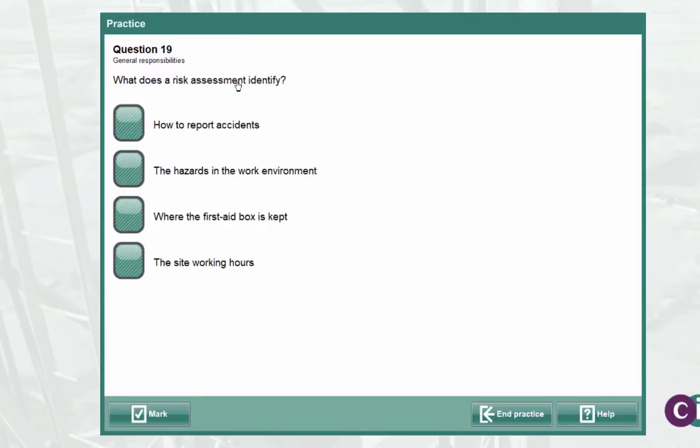What does a risk assessment identify? How to report accidents. The hazards in the work environment. Where the first aid box is kept. The site working hours.